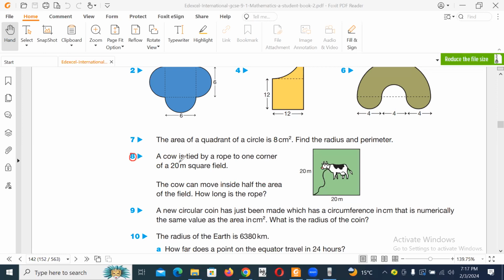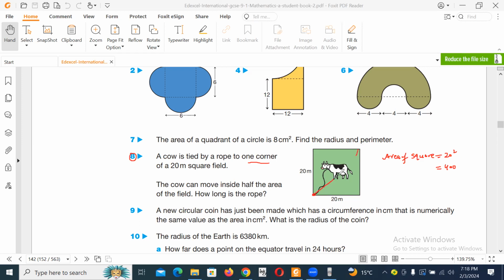Next question is 8. A cow is tied by a rope to one corner, as you can see here, one corner of a 20-meter square field. So we have the area of the square. Area of a square is equal to side multiplied by side, meaning 20 multiplied by 20, 20 squared, which is equal to 400. And we are looking at the half area, and that half area is equal to the quadrant.